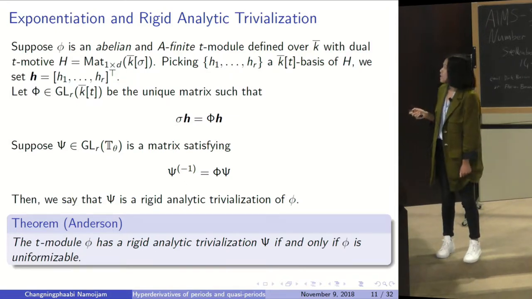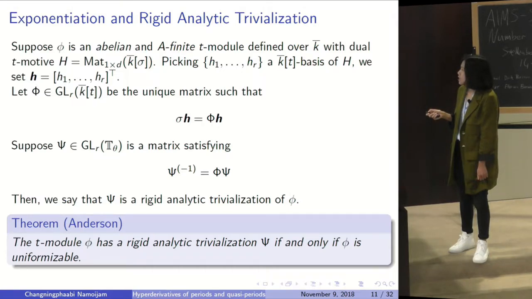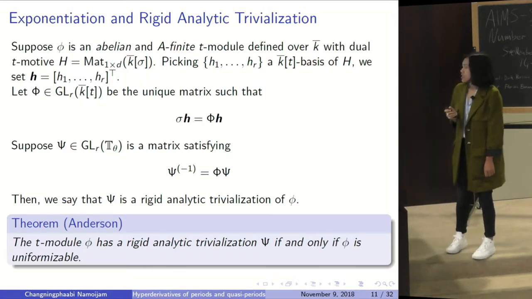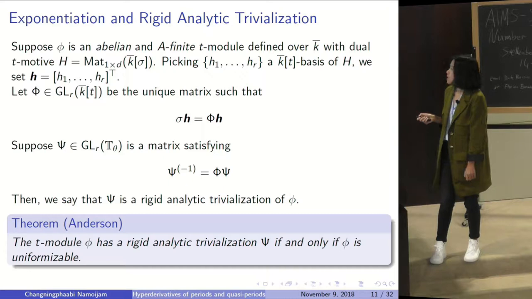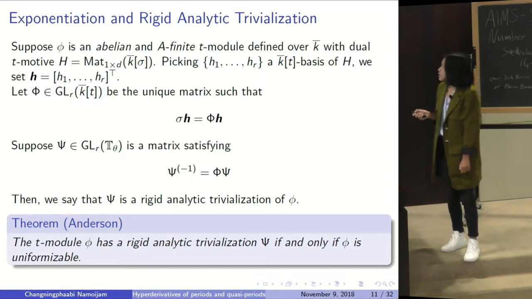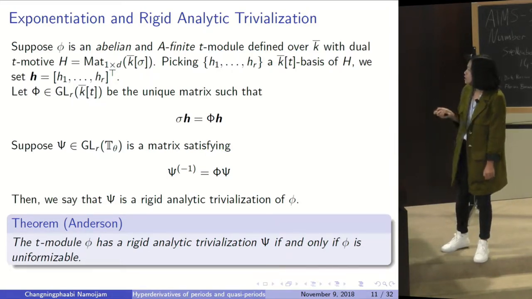Since my t-motive is a-finite, I can pick a k-bar[t] basis of H. If I let bold h be this vector, then let Phi be the invertible matrix with entries in k-bar[t] such that Phi is the action of sigma on bold h. If there is an invertible matrix C with entries in the T algebra, satisfying C with the first twisting, where I twist each and every entry, is equal to Phi C, then we say that C is a rigid analytic trivialization of phi.